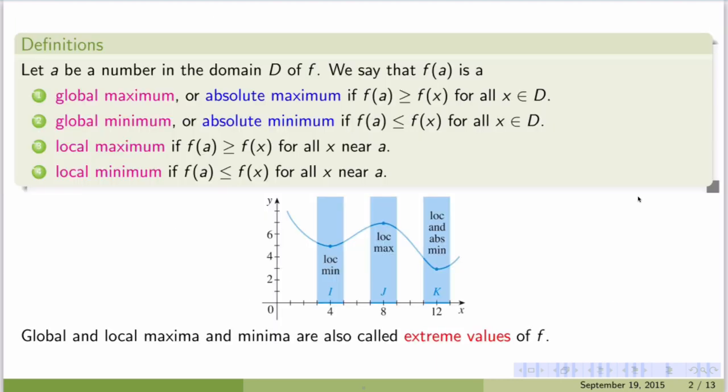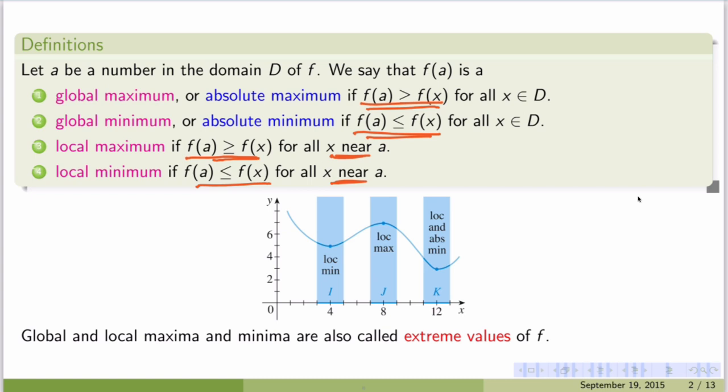So let's do a mathematical definition of all this. Let A be a number in the domain D of f. We say that f of A is a global maximum or absolute maximum if f of A is bigger than any other f in the domain. It's a global minimum if f of A is smaller than every other f of x in the domain. It's a local maximum if it is bigger than f of x near A, and it is a local minimum if it's less than anything else near A.